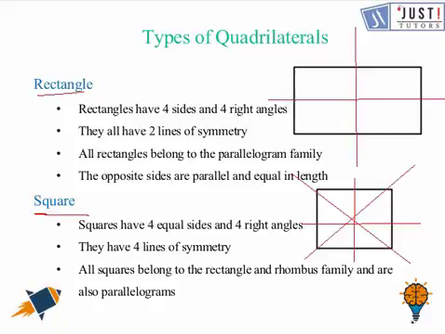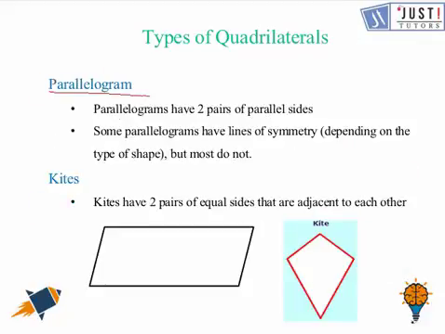All squares belong to a rectangle family and rhombus family and are also parallelograms. So square belongs to 3 families, which is rectangle family. Since rectangle belongs to a parallelogram family, so square also belongs to a parallelogram family and square also belongs to a rhombus family.